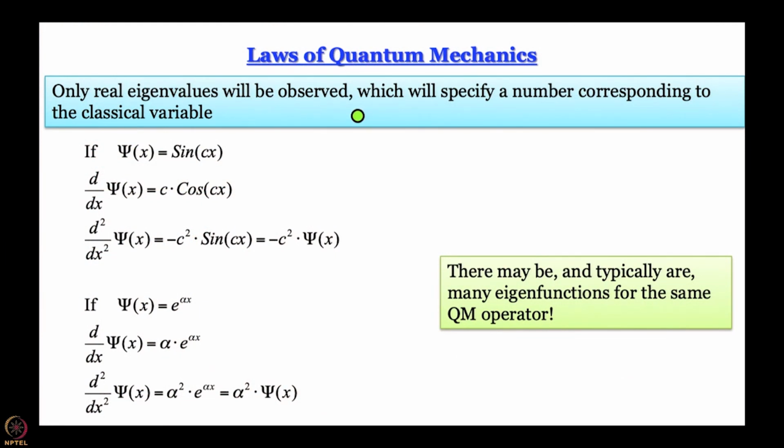But the eigenvalue, this is important to understand, the eigenfunction can have an imaginary part, and more often than not it has. We already said that e to the power minus iEt, putting omega equal to E, is what we are going to get from the Schrodinger equation. So similarly, we will have other eigenfunctions which are going to be imaginary. But the eigenvalue can never be imaginary if it is going to be the value of a real observable quantity. So another way of putting this is that quantum mechanical operators must be Hermitian. A Hermitian operator always has real eigenvalues. So another way of saying only real eigenvalues will be observed is that all quantum mechanical operators are actually Hermitian operators.